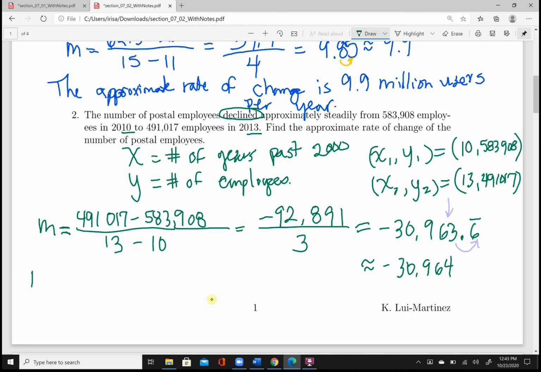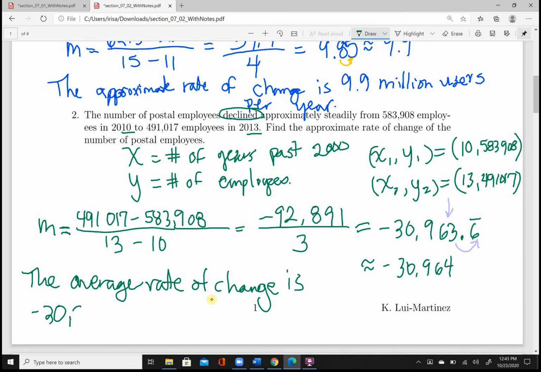So to get the rate of change sentence in play, we'll say the average rate of change, and you can be super generic with the wording like I was in the previous problem too. The average rate of change is negative 30,964 postal employees per year. You must have units here.